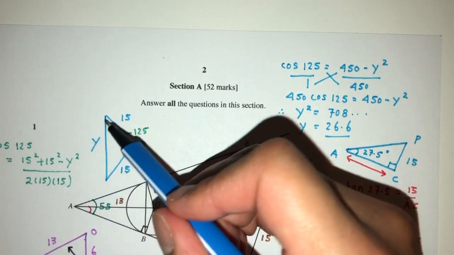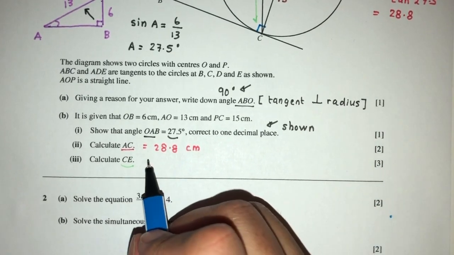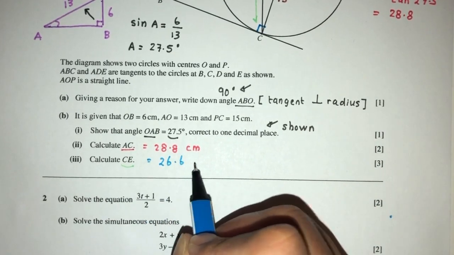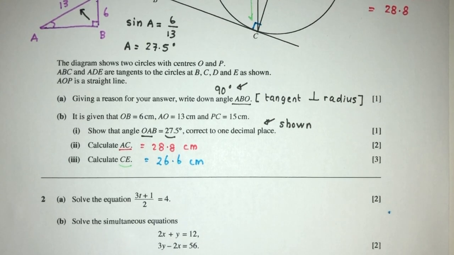So finally the length of y, which is the length of EC, was found to be 26.6, correct to 3SF for non-exact values. That will be your question number 1.